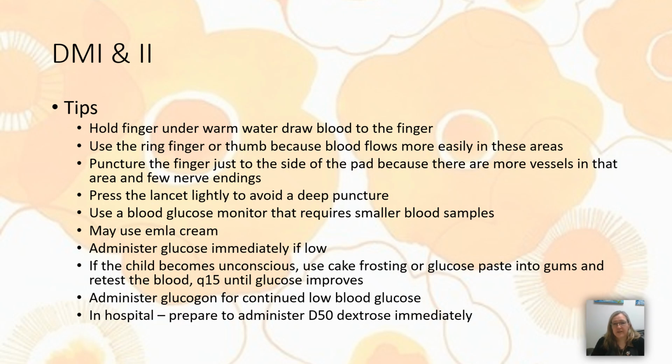But of course, you want to teach parents how to avoid having to have the child go to the hospital. So that early intervention with a glucose paste can help them avoid the hospital altogether. And then parents can also carry glucagon shots to help with low glucose. And then, of course, if we're in the hospital setting, we'll give D50 dextrose in a shot immediately, preferably intravenously, to try to reverse that low glucose.